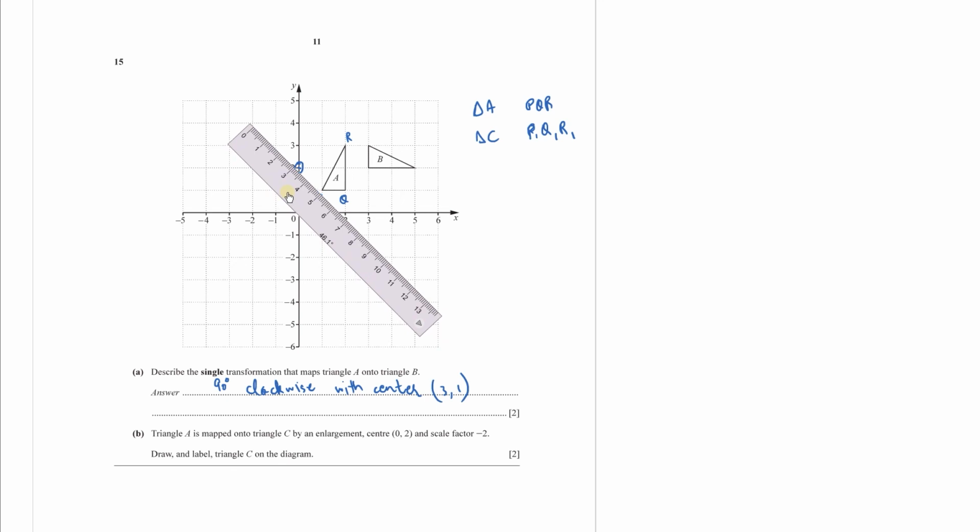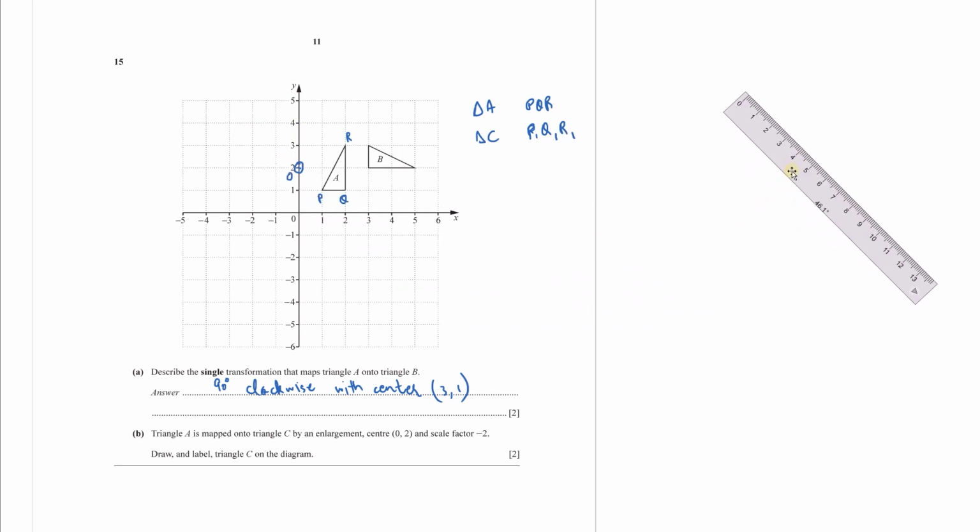So I can place this here at 3, 4. So my 0 is here. So my point P1, which has double the length and is on the opposite side of the center of enlargement, P, would be here at -2 and 4. But there's another method to do this enlargement without using these measurements, because sometimes these measurements will be in decimals and it can get difficult to find the exact orientation of your ruler and then measuring the length.